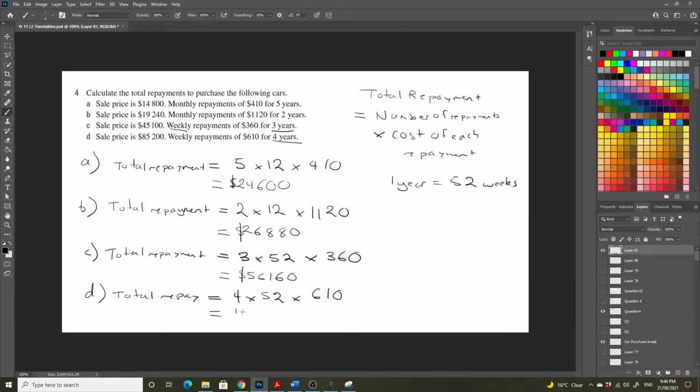$126,880. And I suppose this illustrates to you quite easily that the more frequently the repayments we're making, and also the larger the sale price, we are paying a much larger amount of money, and we are paying a potentially much larger amount of interest.